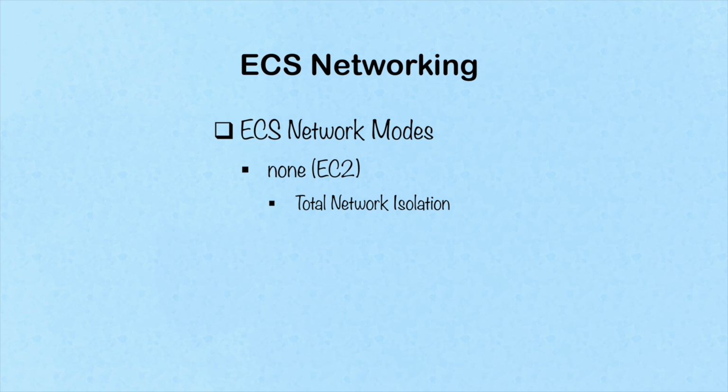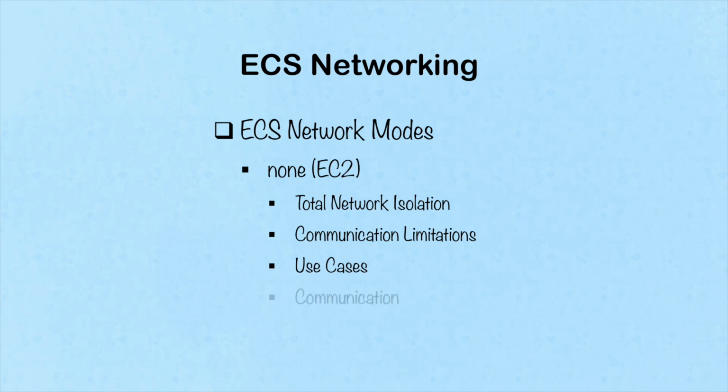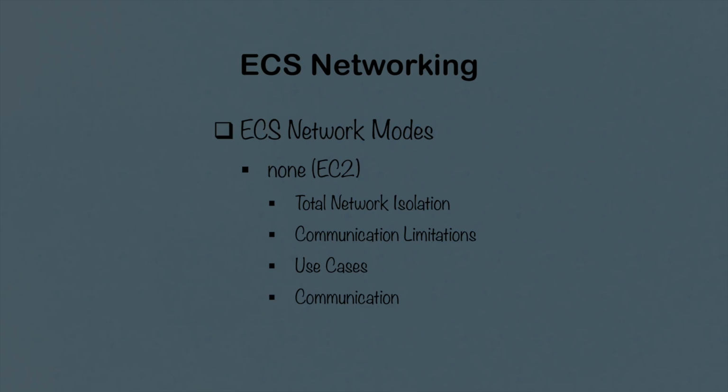In None mode, ECS tasks do not get any network interface or IP address at all. This means they cannot send or receive any network traffic: no internet access, no communication with other containers, and no connection to external services. Primarily used for specialized workloads like batch processing or security-sensitive operations where network access must be intentionally disabled. Containers can only communicate through shared volumes or inter-process communication mechanisms.